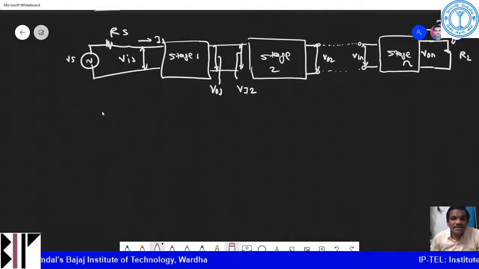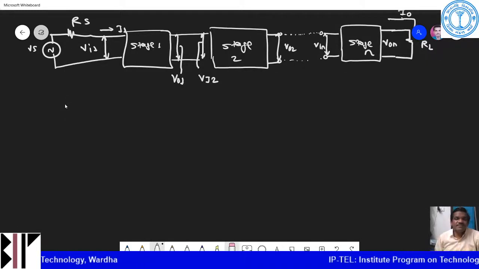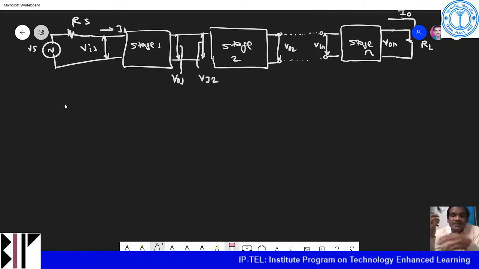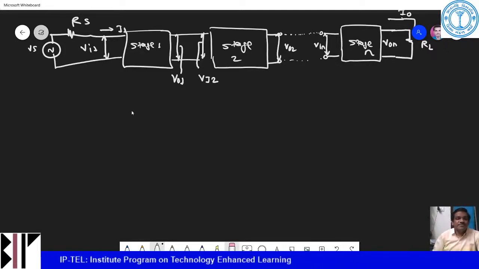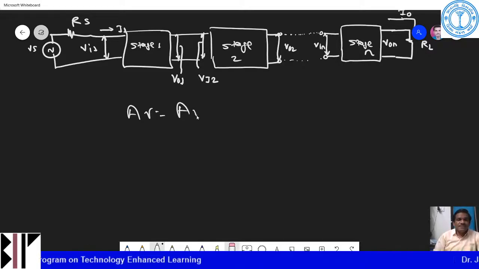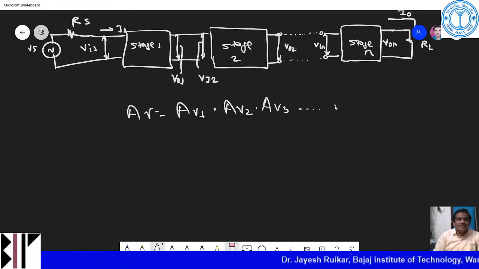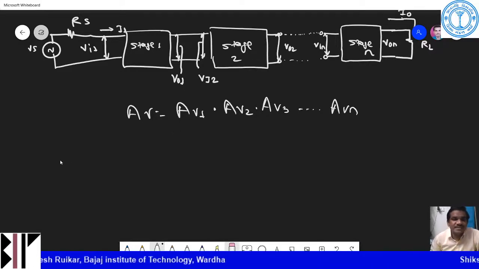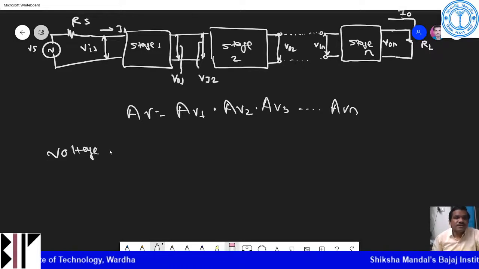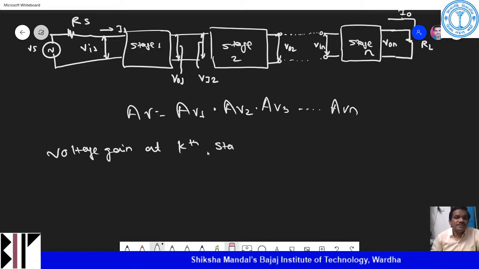The voltage gain of a multi-stage amplifier, as we already saw, is the product of the voltage gains at the individual stages. So AV is AV1 multiplied by AV2 multiplied by AV3 and so on up to AVN. And if you want to calculate the voltage gain of any kth stage, the voltage gain at the kth stage is AVK.